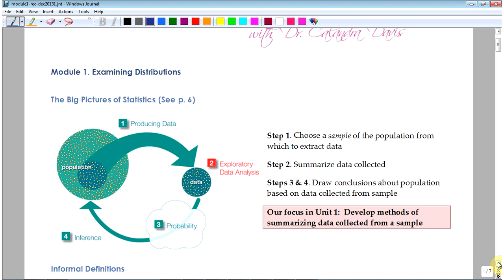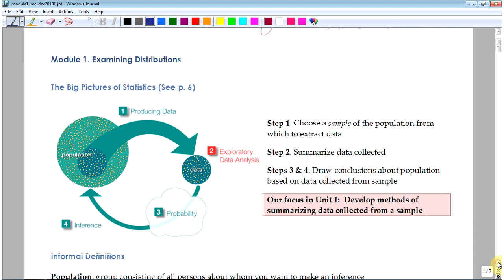So in this module, we are going to start with step 2, where we want to be able to summarize the data that's collected in a meaningful and concise way.